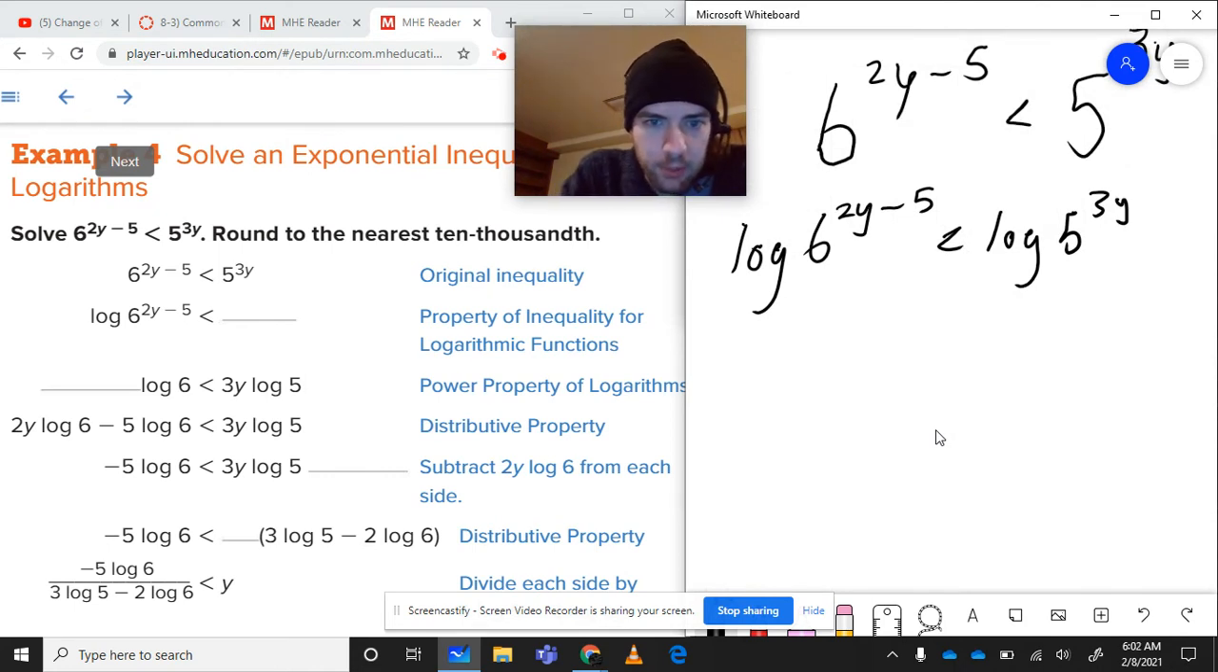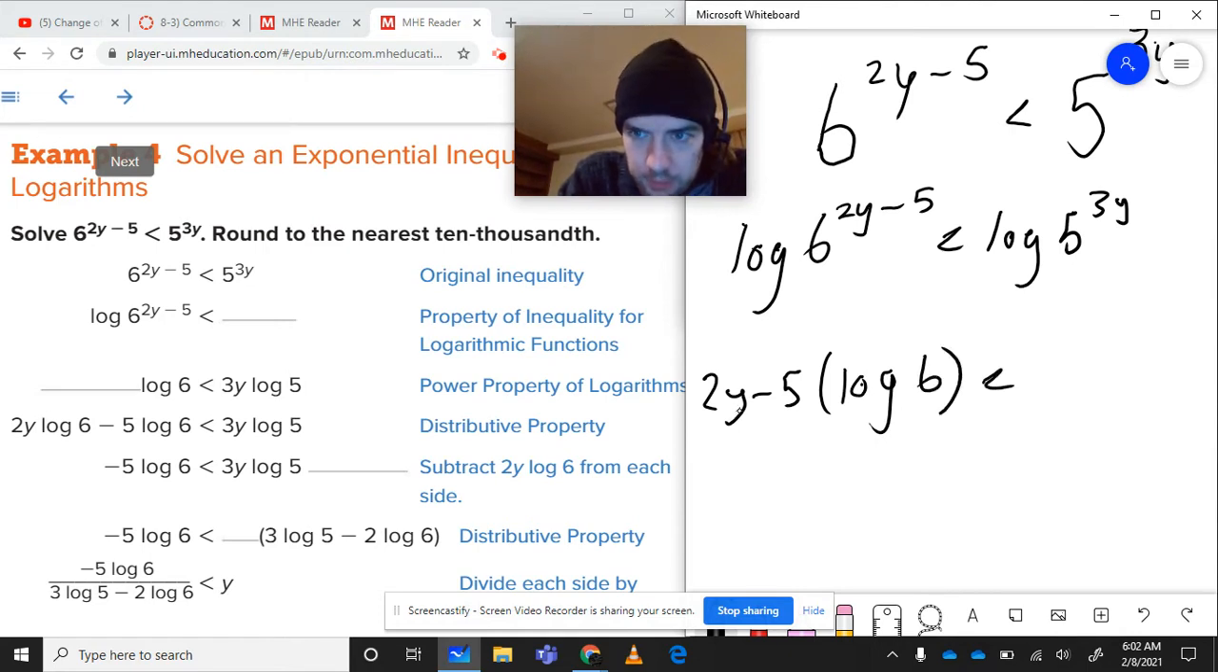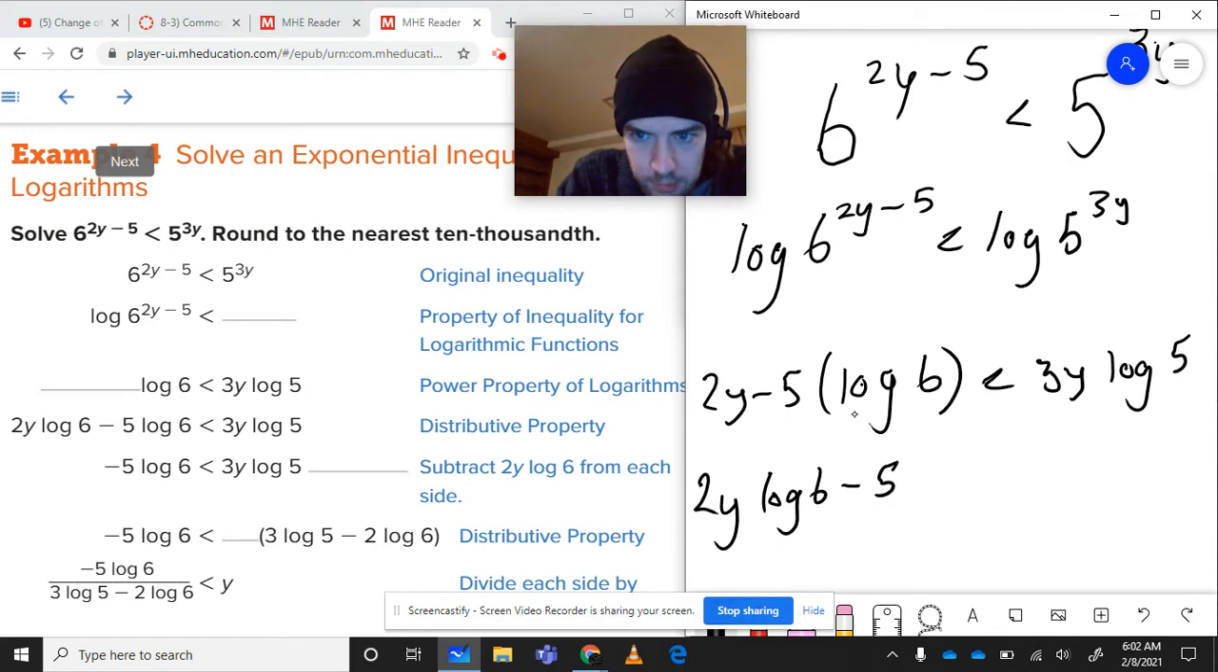The power property of logarithms that's being referred to here is bringing this power down. So we can say 2y minus 5 times log of 6 is less than 3y times log of 5. At this stage, we're just going to use the distributive property over here so that we'll get 2y log 6 minus 5 log 6.